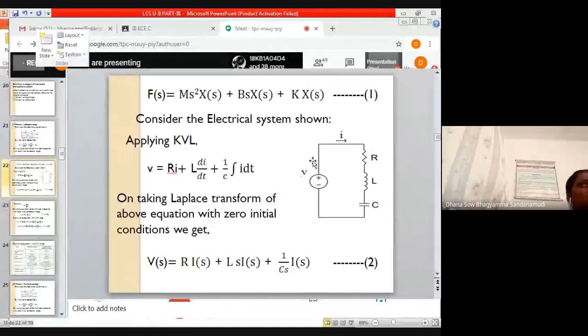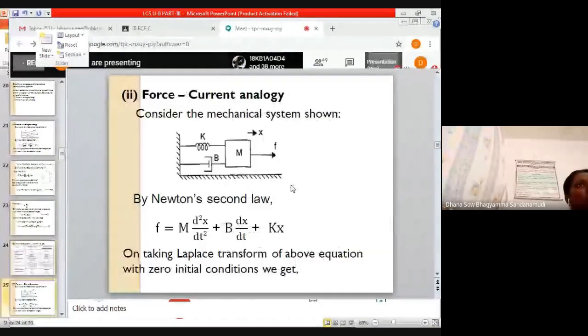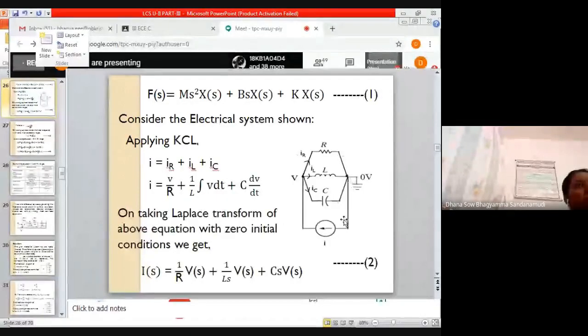RLC series circuit, I will draw this circuit only, the basic circuit. For that, you can write the differential equation using Kirchhoff's voltage law. Similarly, I can determine the analogous of this mechanical translational system basic circuit with an RLC parallel circuit. Okay, so this is the differential equation which governs this RLC parallel circuit.